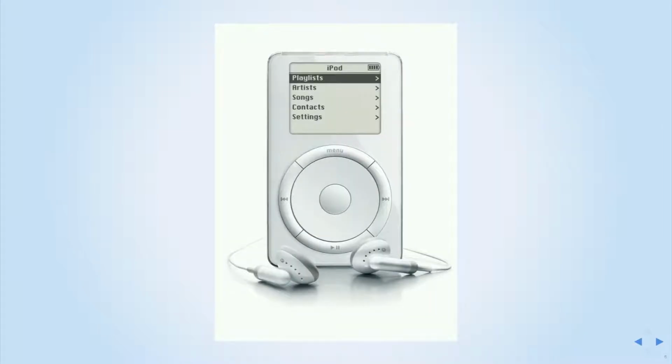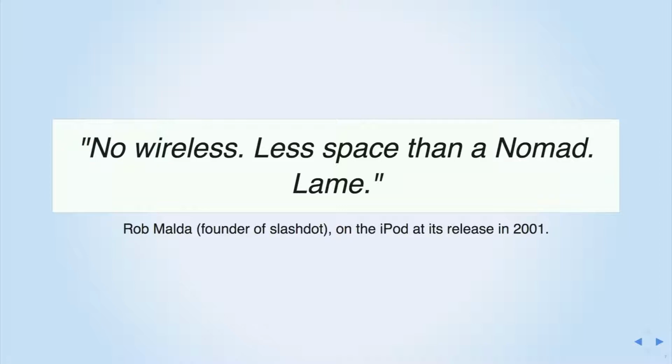Can anybody tell me what this device is? First iPod, yes. Can anybody tell me when the iPod came out originally, did people think it was going to be good, or did people think it was going to be bad? Put your hands up for good. Put your hands up for bad. Yeah. When it first came out, people just were not impressed by the original iPod. As a guy on Slashdot said, no wireless, less space than a Nomad, lame.